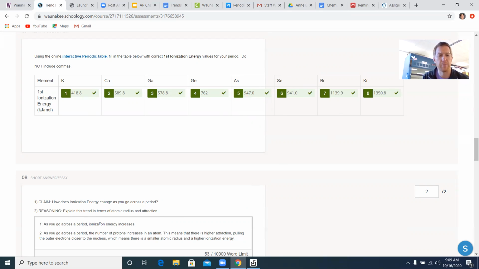That again, as you go across the period, ionization energy is generally increasing because there are more protons in the nucleus. That means there's a higher attraction to those outer electrons, so it's harder to remove them. So that's what we want you to get out of this, is that, again, smaller atoms hold onto their electrons tighter. So it's going to be a high ionization energy. Bigger atoms don't have as good of an attraction towards those outer electrons, so it's a lower ionization energy.